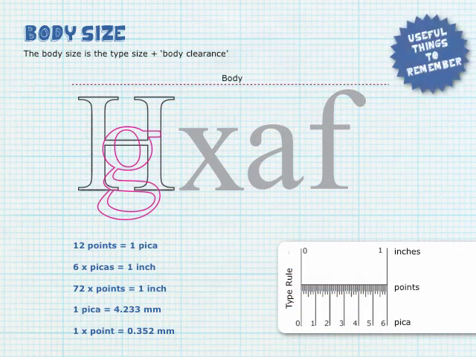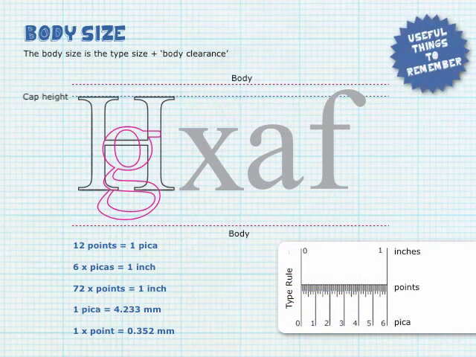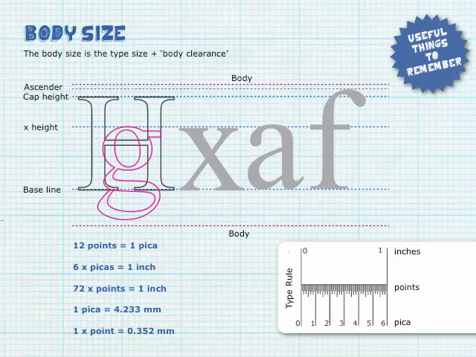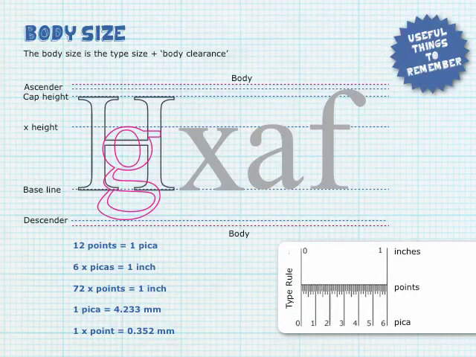Fonts are measured in points, and the body size is the measure from the ascender to the descender, with some additional body clearance. There are 12 points to a pica, 6 picas to an inch, so that makes 72 points to every inch.